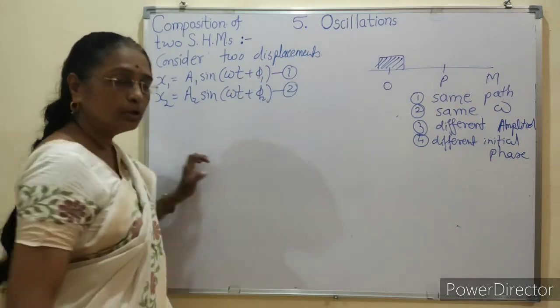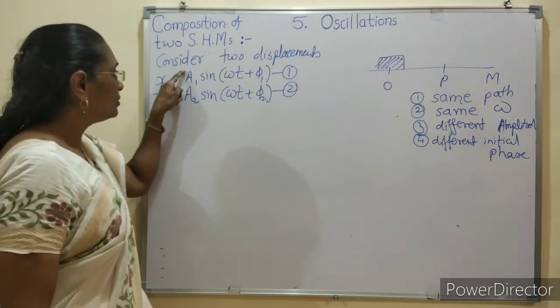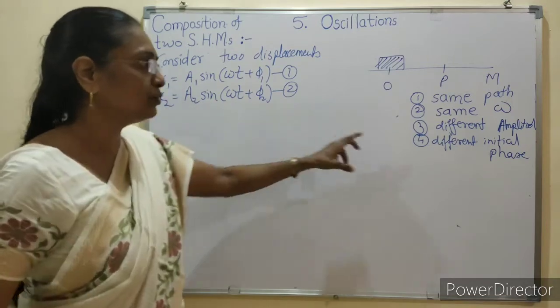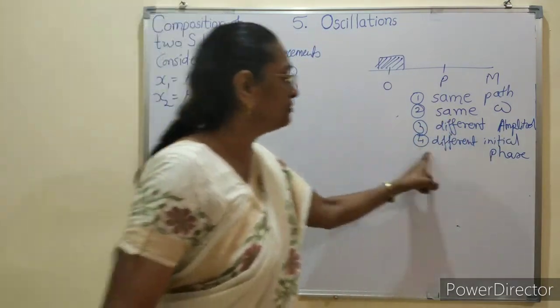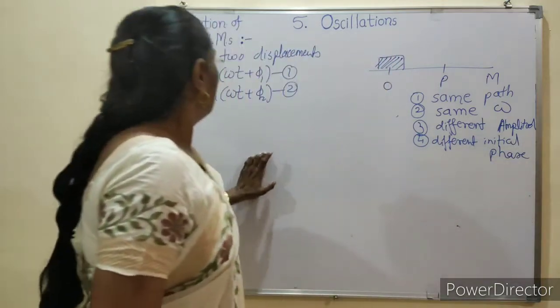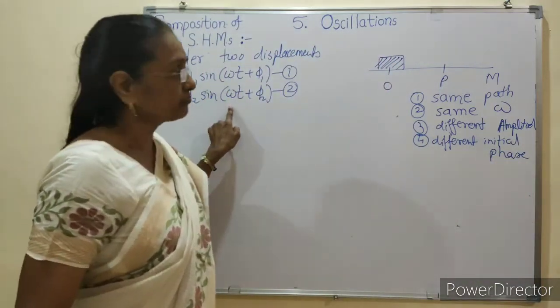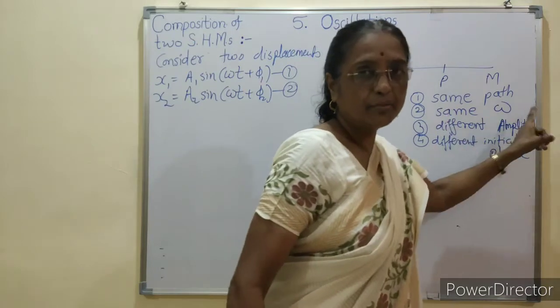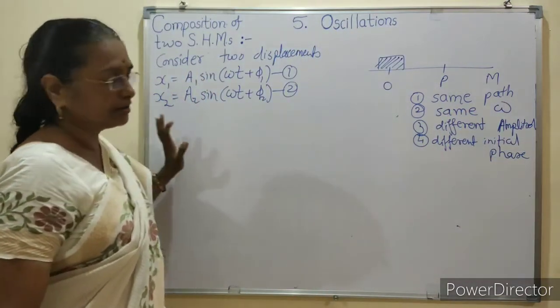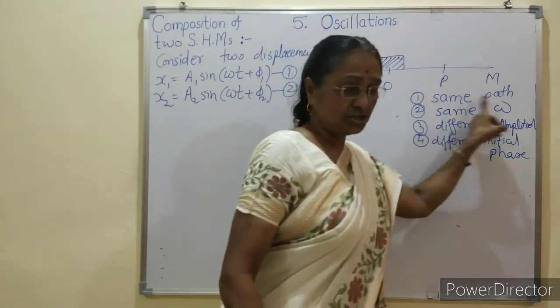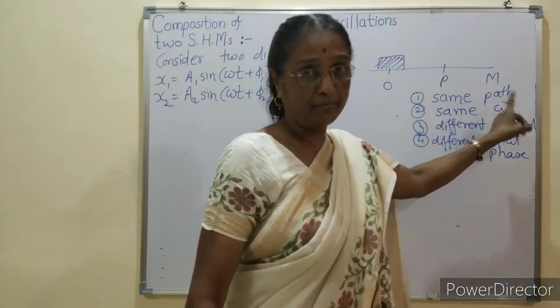This is equation 2. You have to note that amplitudes are different, a1, a2, different amplitudes. Phi 1, phi 2 are different, means different initial phases. Omega is same, same period, same frequency. And x1 and x2 are taken, which indicate that the displacements are along the same path.